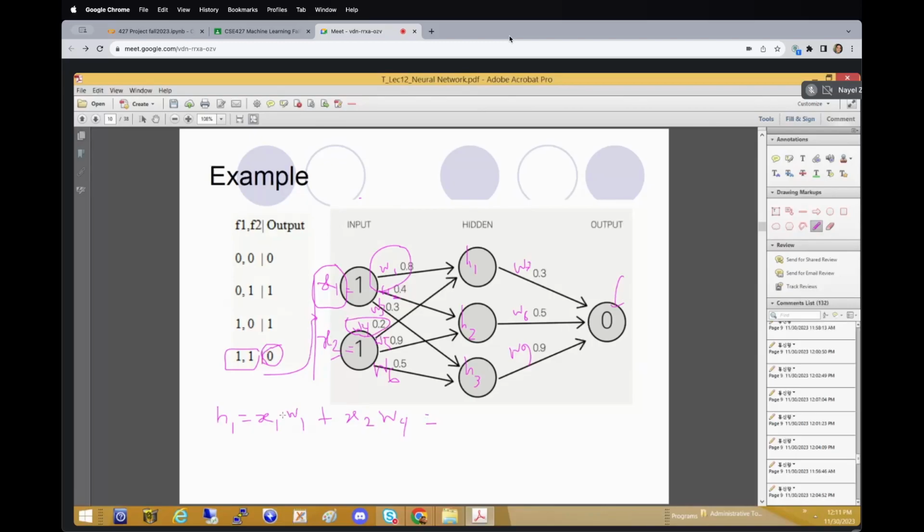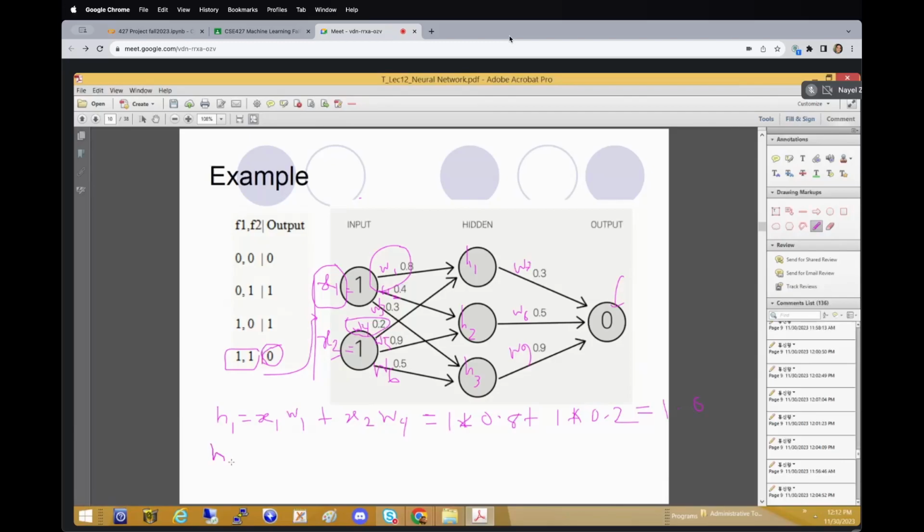In our case x1 is 1 and W1 is 0.8, plus x2 is also 1 and W4 is 0.2. So 0.8 plus 0.2 is 1.0. So H1 is 1.0.